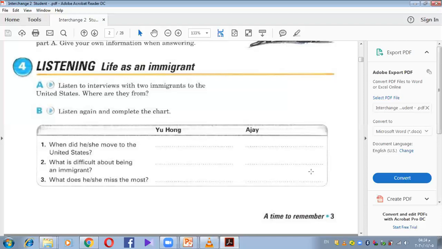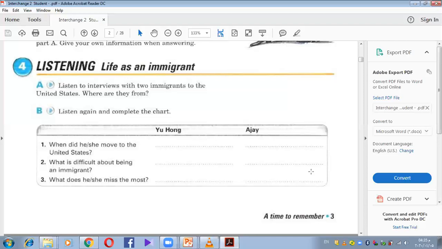I guess one of the biggest difficulties is that I don't have any relatives here. I mean, I have a lot of friends, but that's not the same thing. In China, on holidays or the weekend, we visit relatives. It isn't the same here. And what do you miss the most from home? Oh, that's easy. My mom's soup. She makes great soup. I really miss my mother's cooking.